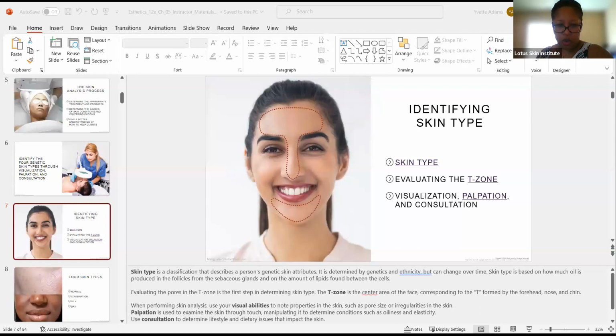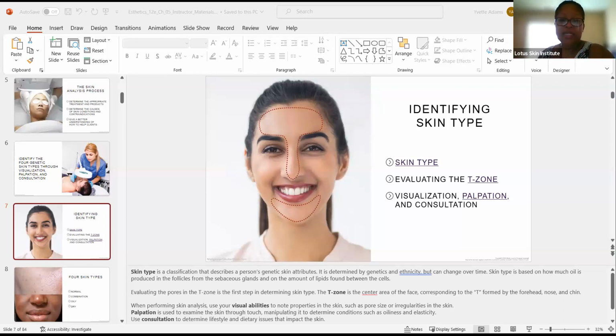Okay, so evaluating the pores in the T-zone is the first step in determining skin type. So we know where the T-zone is, right? Can we see that in the picture there? Yes. A lot of times people are oily in the T-zone and maybe dry on their cheeks. Sometimes it's reverse, but usually they're oily in the T-zone and dry on the cheeks if they're combination.